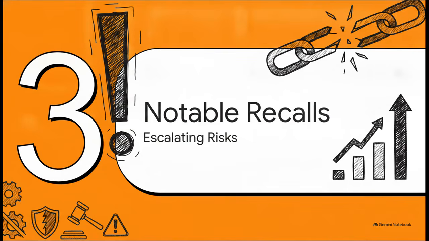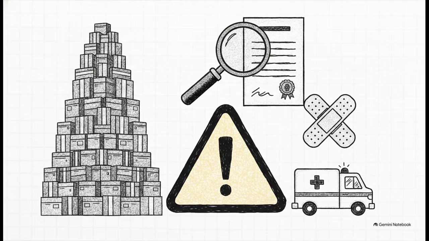All right, section 3, identifying notable recalls. This is about what happens when safety risks escalate. According to the SASB standard, a recall gets bumped up to notable status if it affects a massive number of products or, and this is obviously much more severe, if it's related to serious injuries or fatalities.